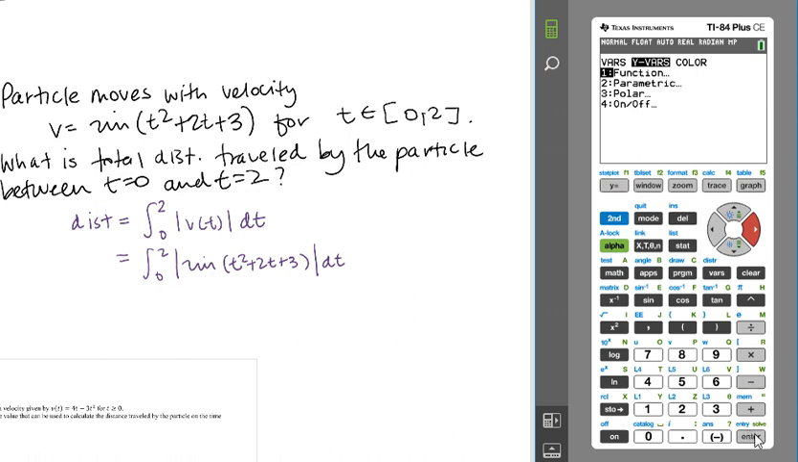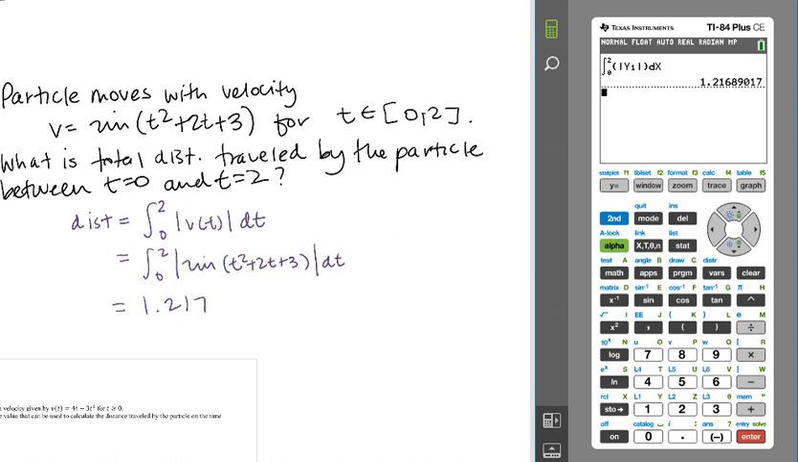Okay, we're going to choose function mode, and we're going to call on y1, because that's where we stored sine of t squared plus 2t plus 3. And it knows what you mean. Okay, so we're taking the absolute value of y1, integrating it with respect to t, and we're going to press enter and have the calculator do the work for us. And then it thinks for a while and it concludes that it's 1.217. And so that's the total distance traveled.